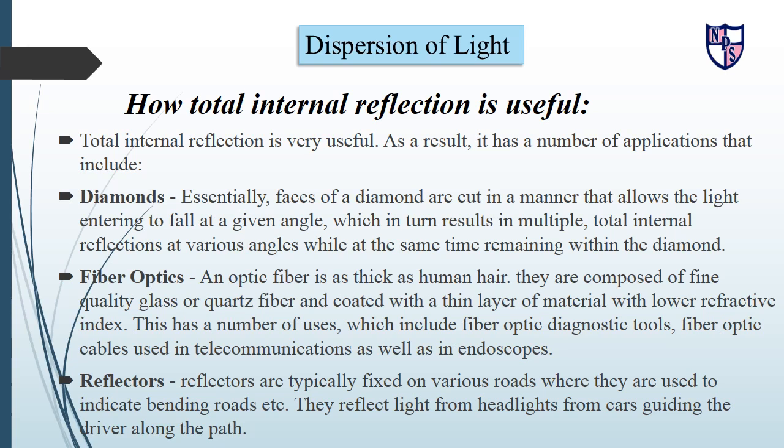The third one is reflectors. Reflectors are typically fixed on various roads, where they are used to indicate bending roads, etc. They reflect light from the headlights of cars, guiding the driver along the path.